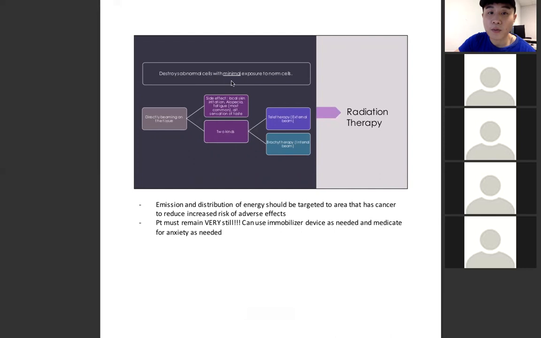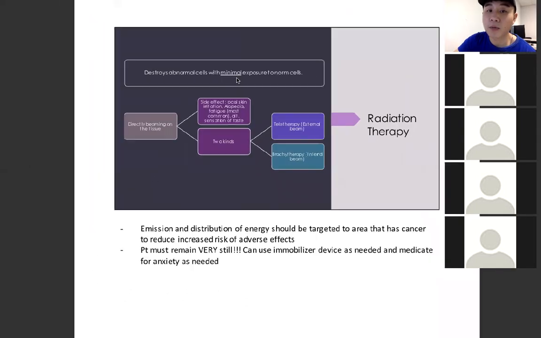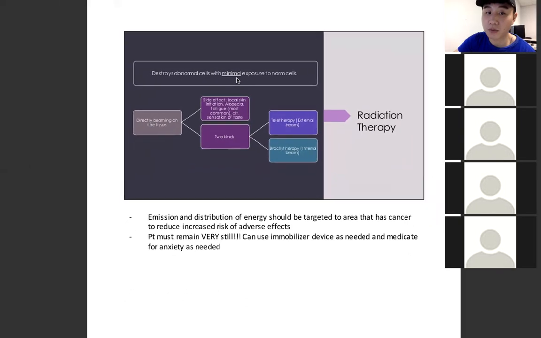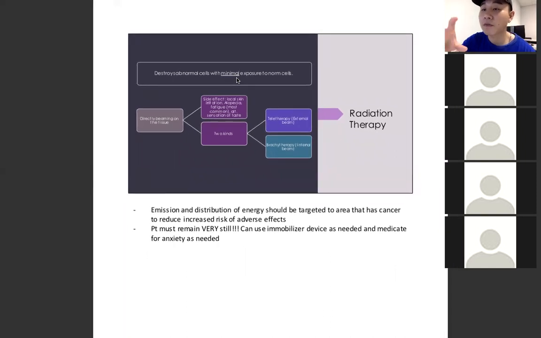Radiation therapy: radiation destroys abnormal cells with minimal exposure to normal cells. Chemotherapy kills both good and bad cells. Radiation therapy is like a laser, where it kills the exact spot that it was designated to. It is a direct beaming on the tissues.